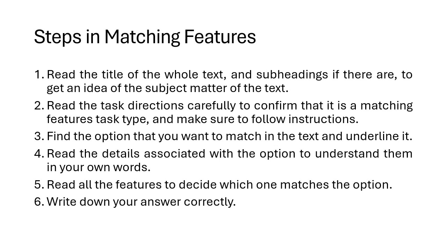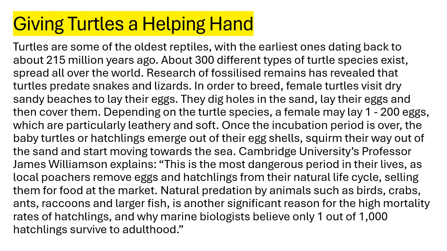The first step is to survey all parts of the text to get an idea of its subject matter. Let's do that now. We go to the text. This is the first paragraph of our example passage on your screen. It has the matching features task type. We look at the title. It says, "Giving turtles a helping hand." That sounds like the turtles need some help.